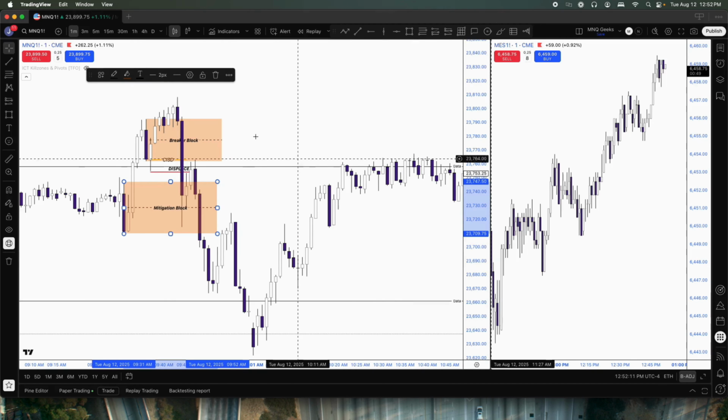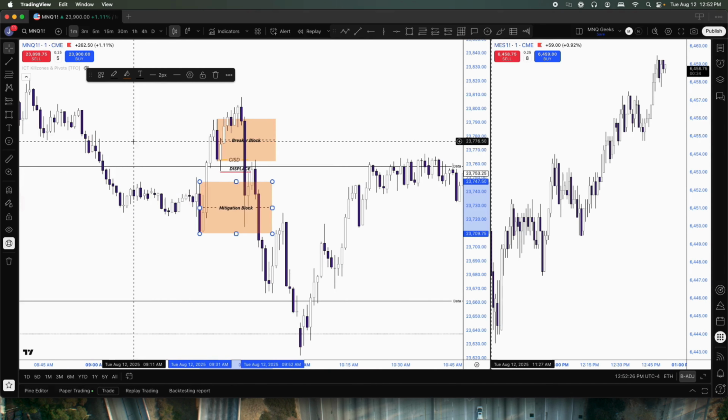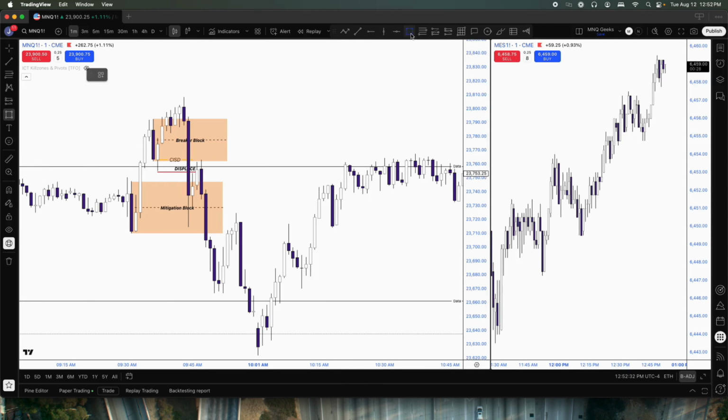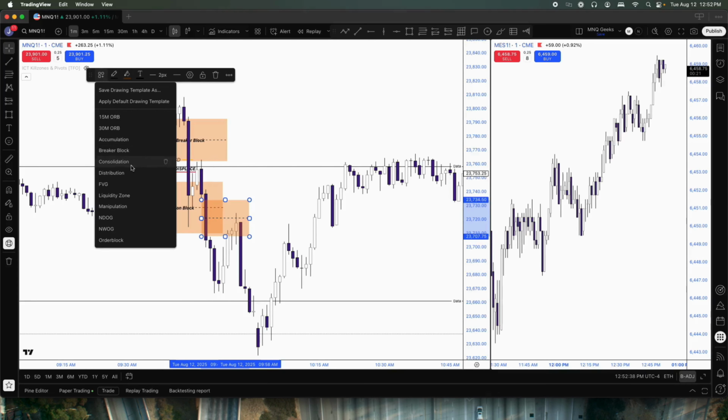Mitigation block. A mitigation block is technically a breaker block that does not sweep liquidity. Because this generated the move upwards that swept liquidity, this is a breaker block. But since this move up did not sweep any liquidity or manipulate, this would technically be a mitigation block. So we had a mitigation block plus another fair value gap that also displaced.